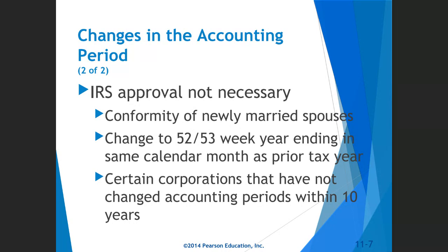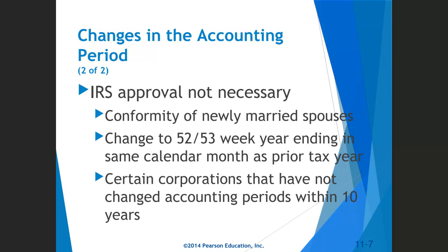فهذه list of situations، في القائمة هذه الحالات اللي ممكن تكون فيها موافقة، وما يحتاج أن ينتظر الشخص أن يحصل على approval. فالمتوقع أن تكون موافقة عليها المصلحة أو الهيئة الضريبية: تغيير الفترة المحاسبية لما يكون في توافق بين الزوجين، أو المتزوجين حديثا. التغيير إلى العام من 52 إلى 53 أسبوع ينتهي بنفس التقويم.